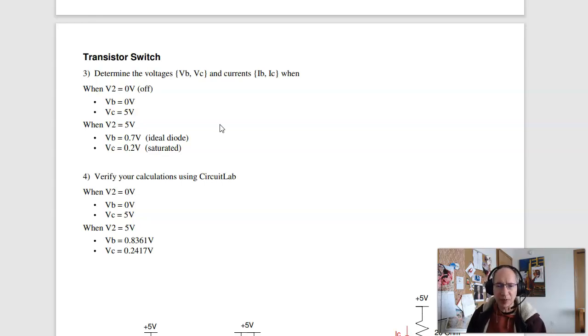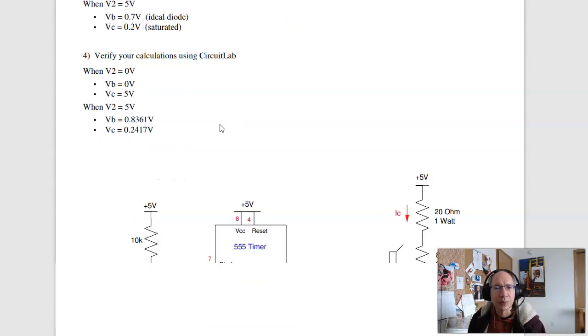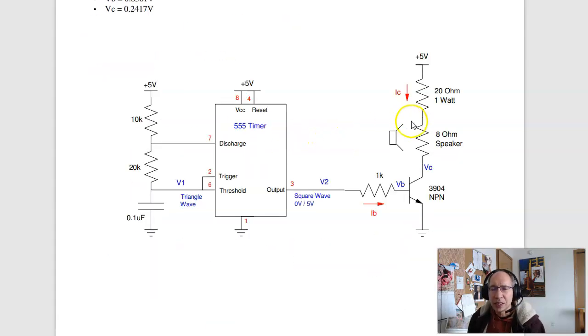To amplify it, I need to add a transistor. So to do that, the 3904 transistor can only handle 200 milliamps. 5 volts at 8 ohms is 625 milliamps. That's too much. So I need to increase the resistance or drop the current. This makes it 28 ohms. 5 volts at 28 ohms is less than 200 milliamps, so that works.